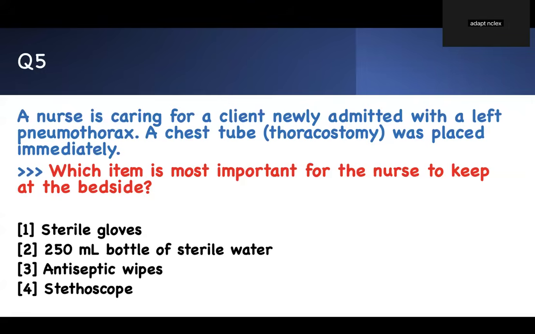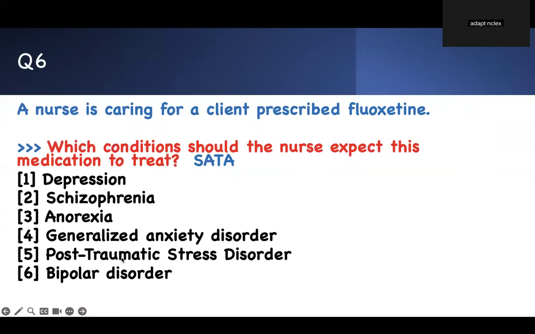But the most important is the 250 ml of sterile water because it's easy for the chest tube to come out from the pleural vac. And if you kick it and it comes out from the pleural vac, you can put it in and wait. Of course, you may also need antiseptic wipes. You may need a stethoscope to listen. You may need a sterile glove. But the one item I will pick as number 1 is the 250 ml bottle of sterile water at bedside in case the chest tube comes out. So number 2 is your right answer.